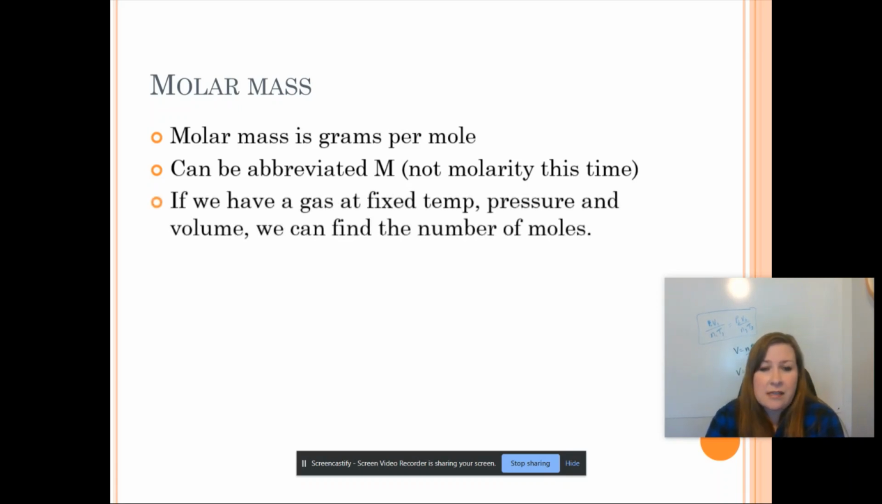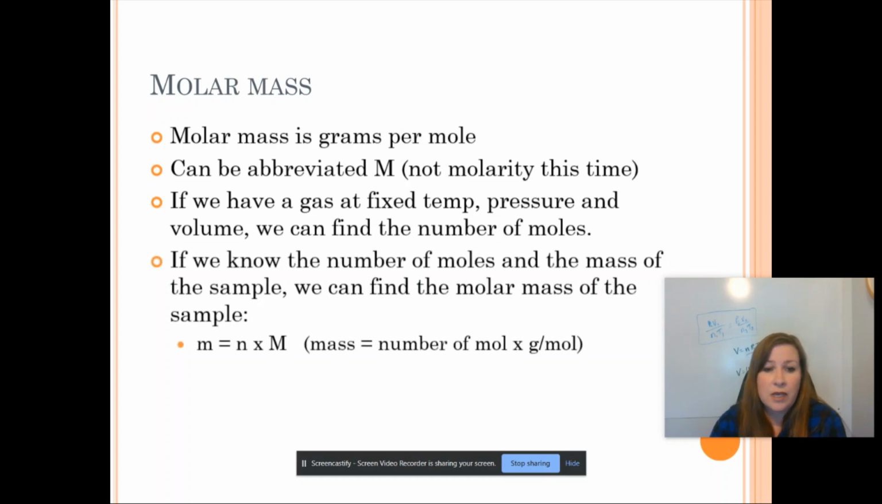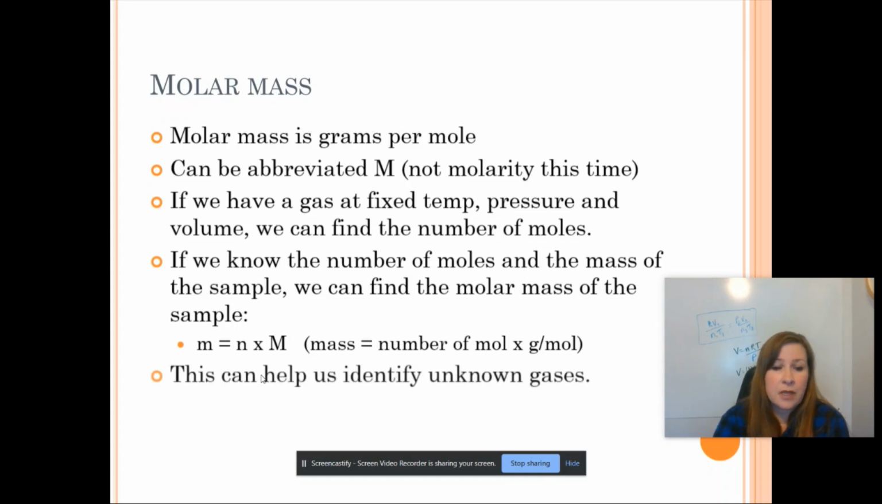But if we have a gas at a fixed temperature, pressure, and volume, we can find the number of moles pretty easily using the ideal gas law. If we know the number of moles and also the mass of the sample, we can find the molar mass of the sample, which is cool because that helps us identify the substance.